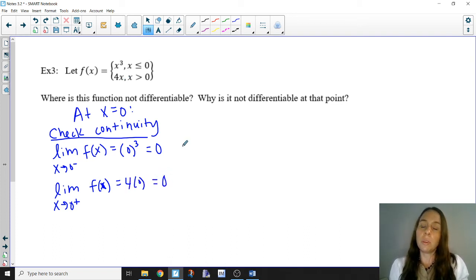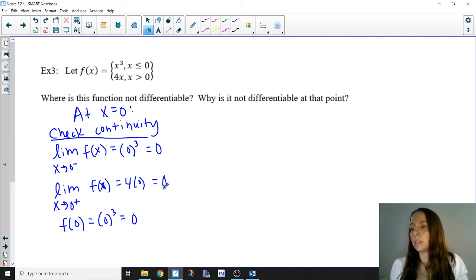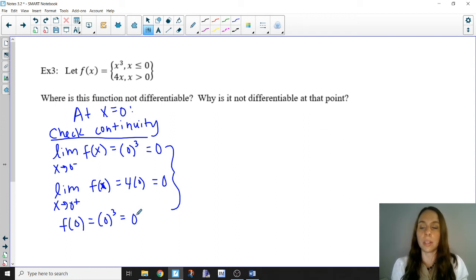And finally, we need to make sure we do one other thing, and that is identify that it does have a defined function value at x equals 0. It definitely does because of the equals right here. You would use the equals, so sub 0 into x cubed one more time, and you get 0. And this is your definition of continuity at a point. If the left-hand limit, the right-hand limit, and the function value are all the same thing, then that function is continuous at that point. So it is continuous at x equals 0, believe it or not.